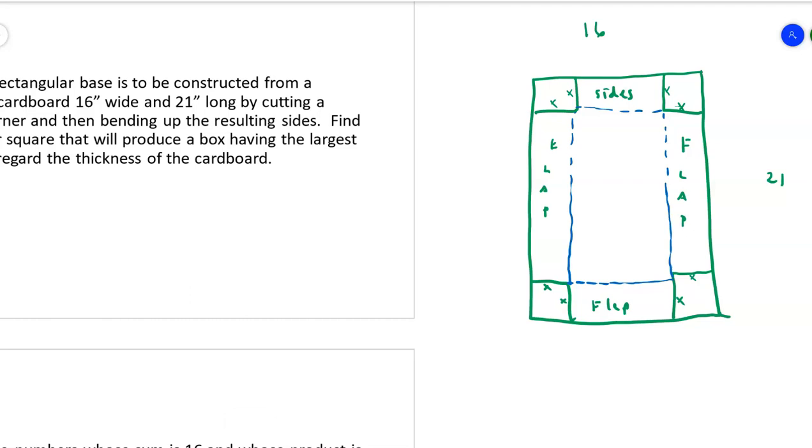So what does the base of my box look like? Well, if this piece is x, that piece is x, and the whole side is 16, then this thing here is 16 minus 2x. The other side here is going to be 21 minus 2x, right? Because it's the whole side of 21 from top to bottom minus this piece up here minus that piece down there.